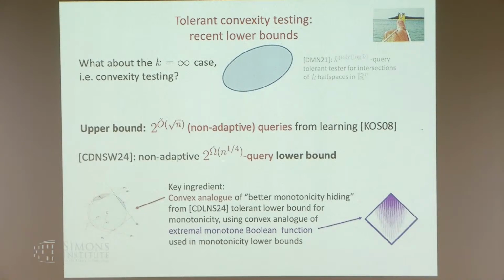And we very recently got this 2 to the 4th root n query lower bound for testing convexity in this tolerance setting. And you're probably like, oh, I just saw 2 to the 4th root n for the monotonicity thing, and that's not a coincidence. The key thing in this convexity lower bound is a convex analog of this shaggy Boolean function, the way it was used for hiding the non-monotonicity. Now we're hiding the non-convexity using the shaggy convex set again. So again, it's this analogy bearing fruit for us in terms of getting results on convexity from monotonicity.